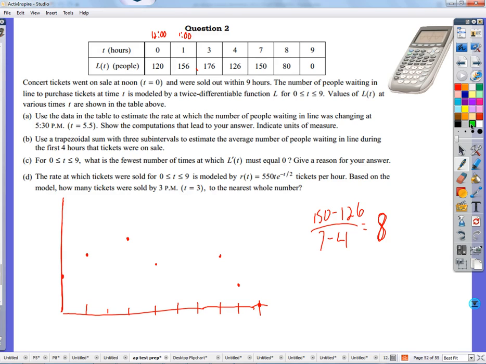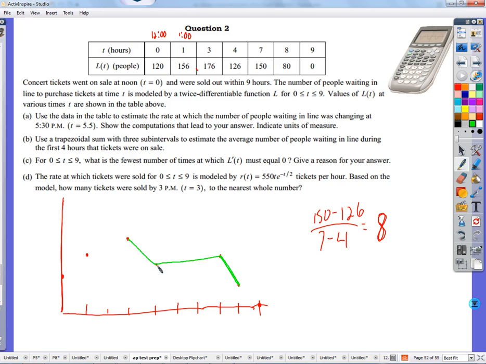Okay, so what did we just find? 8 people per hour, when? Between 4 and 7. So the derivative itself is worth 8 here, right? But later it'll be worth more or less? Like on this interval would be worth less. It'll have a negative, like people are leaving the line. They've got their tickets and they are leaving and nobody's showing up, and so the total rate at which people are showing up is negative.